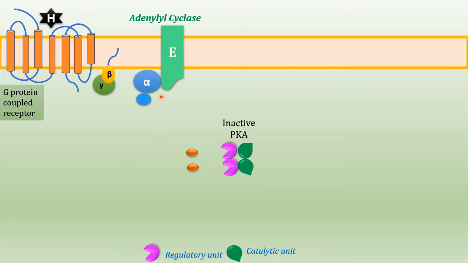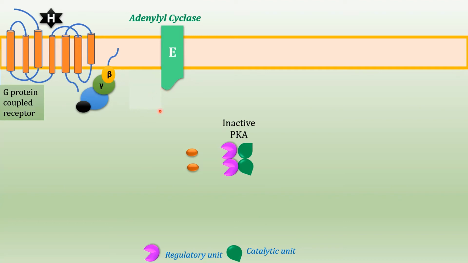But this alpha subunit has intrinsic GTPase activity, so its action is short-lived, and GTP is again hydrolyzed to GDP. Because of this hydrolysis, the alpha subunit dissociates from the adenylyl cyclase and goes back to its original position and reassociates with the beta and gamma subunits.